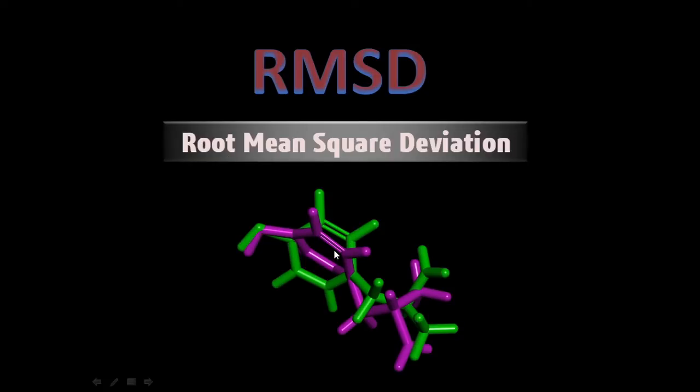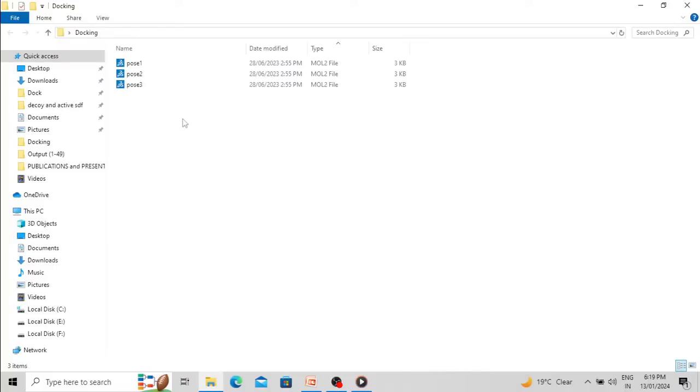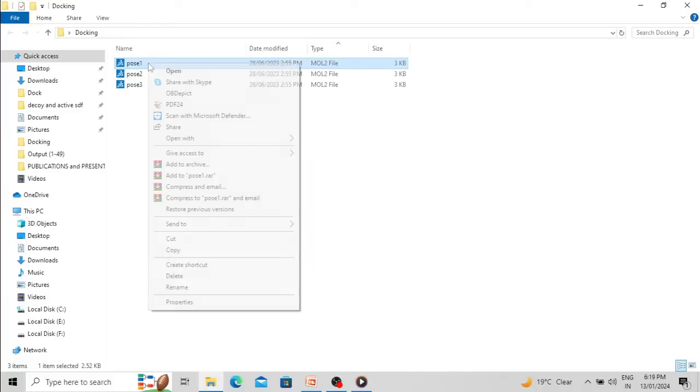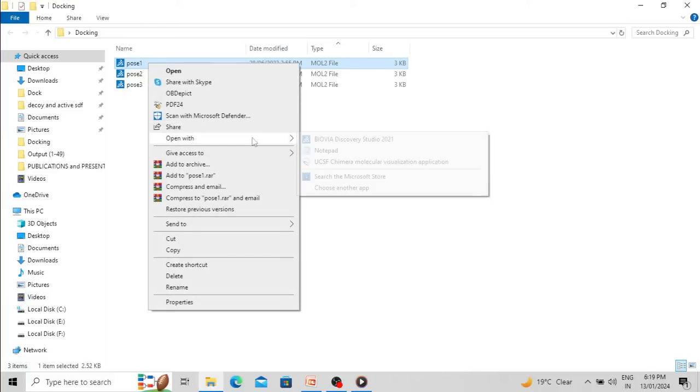Okay. So now the major question is, how is it calculated? Okay, so let's see. Now we have with us three poses of the same chemical compound. This is the first pose, second pose, and third pose. And I am opening the first pose in visualization software, that means Biovia Discovery Studio.